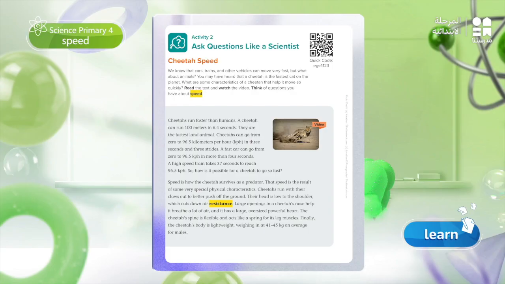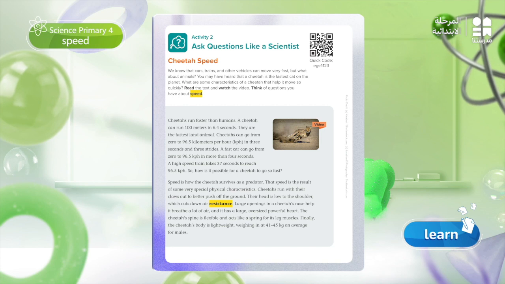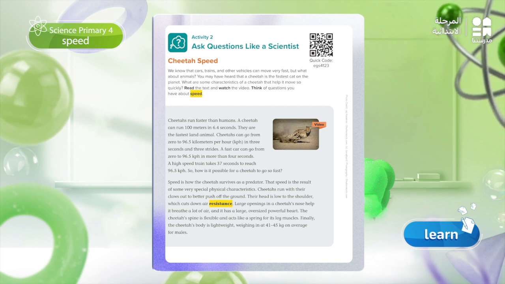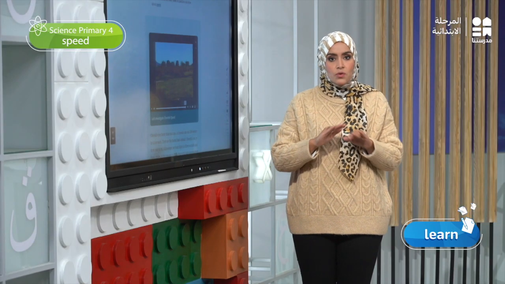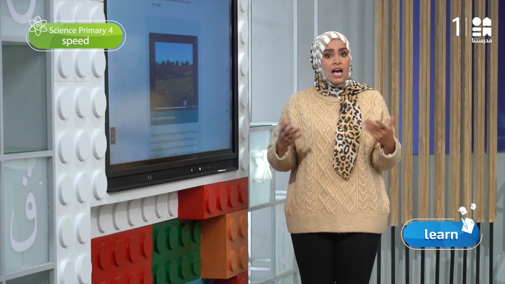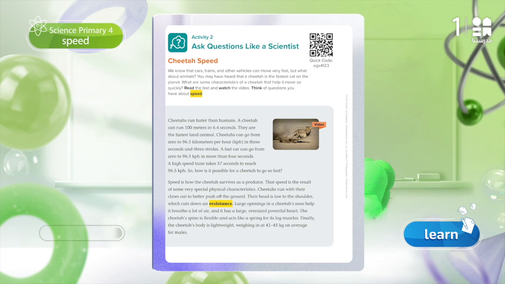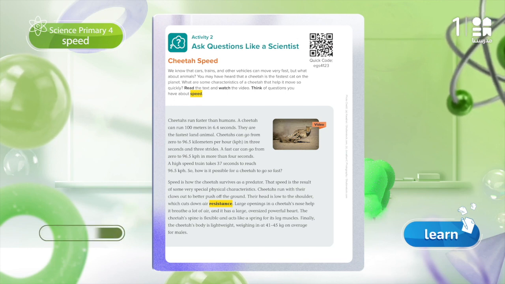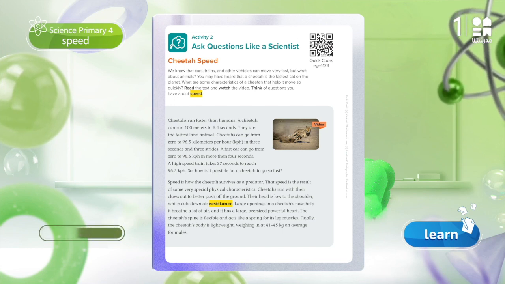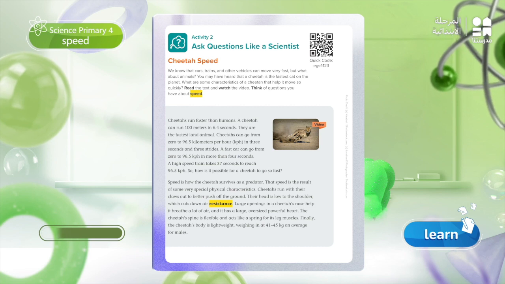Let's open the student book on page 188 to read the text to know more about the cheetah speed. Remember to underline any new information and think how we will compare the speed of the cheetah to the car speed. The first part of the text talks about the cheetah speed compared to other means of transportation.